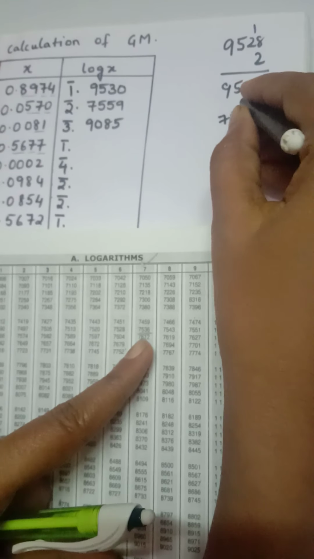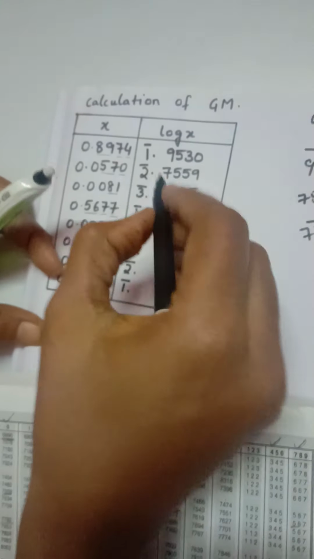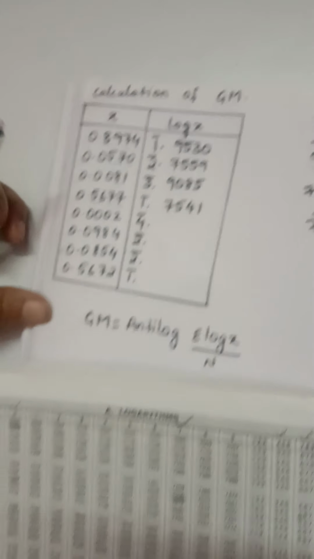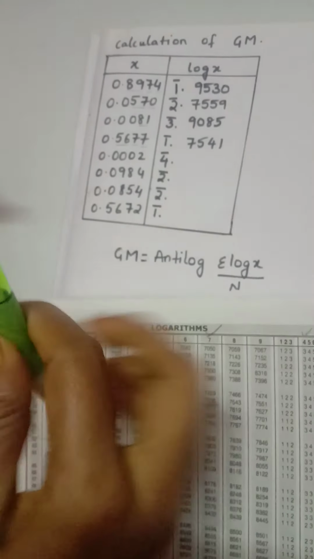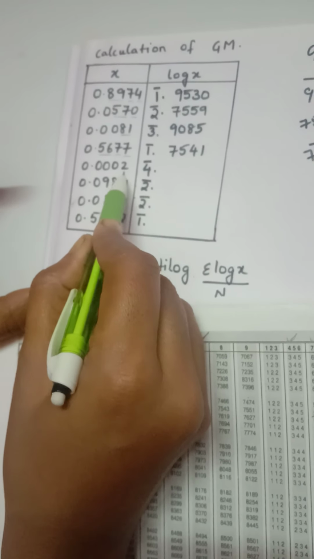So adding, 7541 is the number. Next, coming to the next number, we don't have any other digits. We have only a single digit, that is 2.